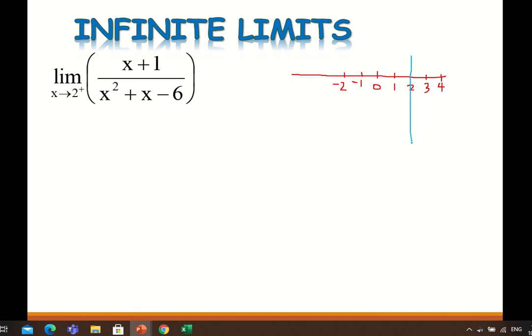And then we have plus, so it means coming from the right. So we are concerned with the right-hand limit. So what is now the limit? Is it positive or negative infinity? That's the question now. Okay, so let us check.